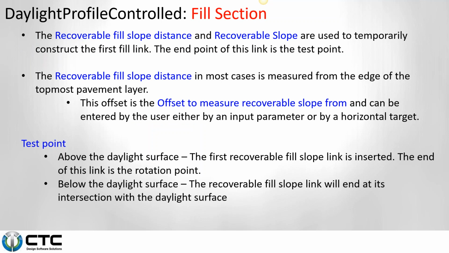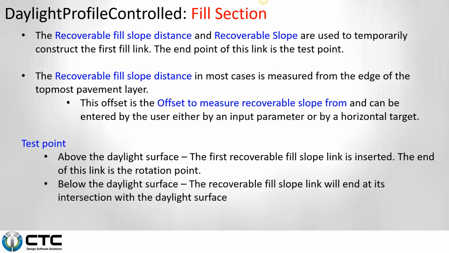So in a fill section, the recoverable fill slope distance and recoverable slope are used, again, to temporarily construct that first fill link. The endpoint of that link is considered the test point. The recoverable fill slope distance, in most cases, is measured, again, from the edge of travel way. This offset is the offset to measure recoverable slope from, and it can be entered, again, either in the input parameters or by targeting it horizontally.